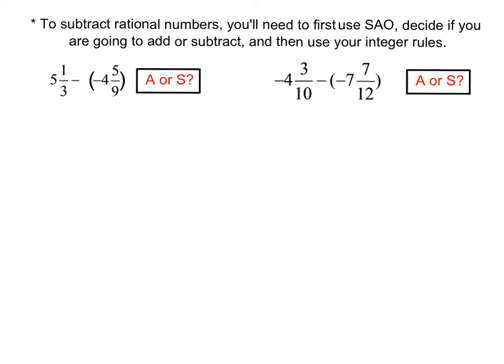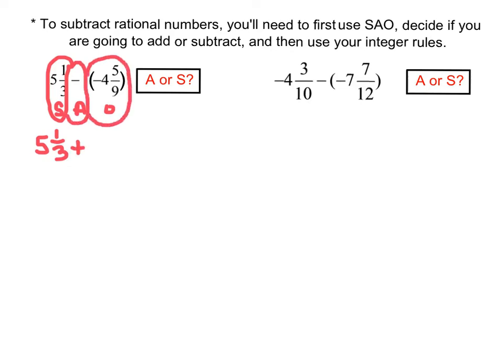All right, so now let's talk about subtracting rational numbers. In order to subtract rational numbers, you're first going to use SAO, and then decide whether or not you want to add or subtract the mixed numbers, and then again use your integer rules just like on the last slide. So looking at this first problem here, if I use SAO, that means that my first mixed number is going to stay the same. I change my subtraction sign to an addition sign. And then the opposite of negative 4 5/9 is positive 4 5/9.